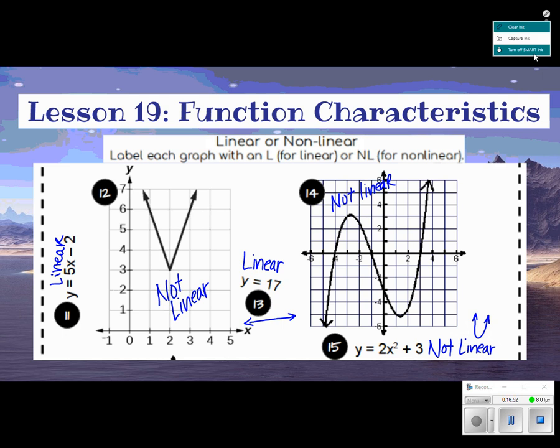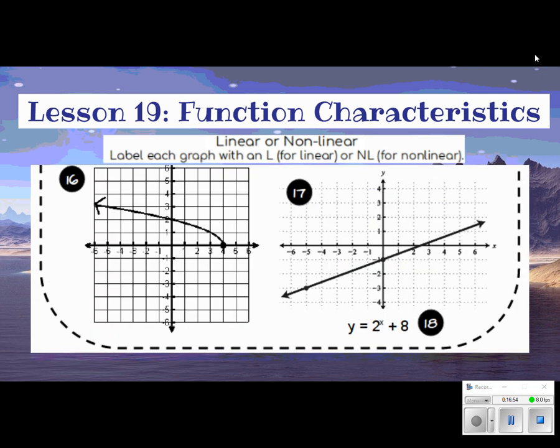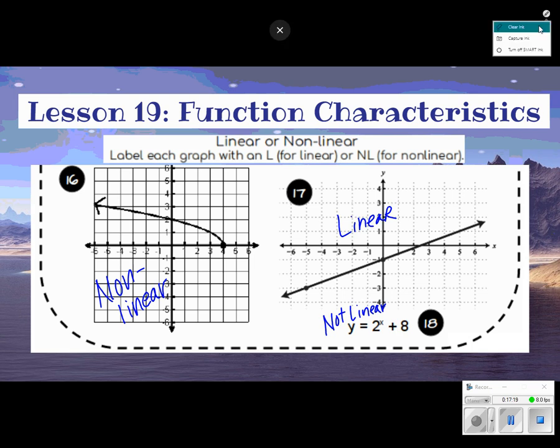How are you doing? All right, number 16, nonlinear. It is a square root function. Number 17 is linear. And number 18 is not linear. It is an exponential function. How'd you do? So can you tell if things are linear or nonlinear based off of their equations and their graphs?